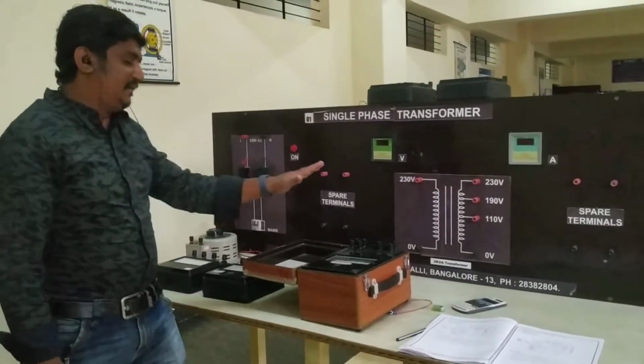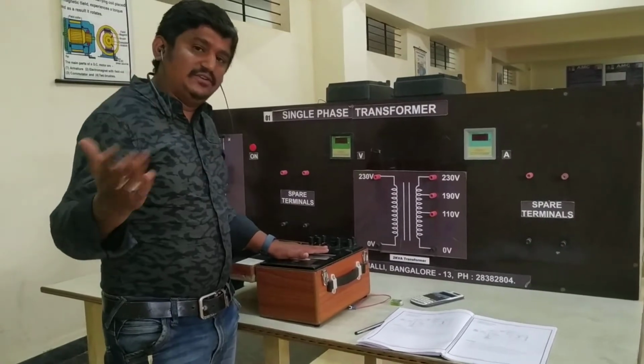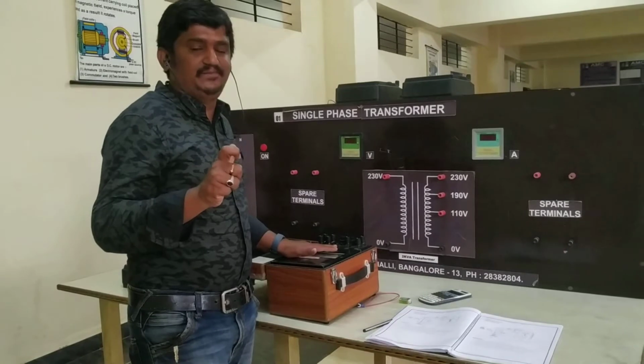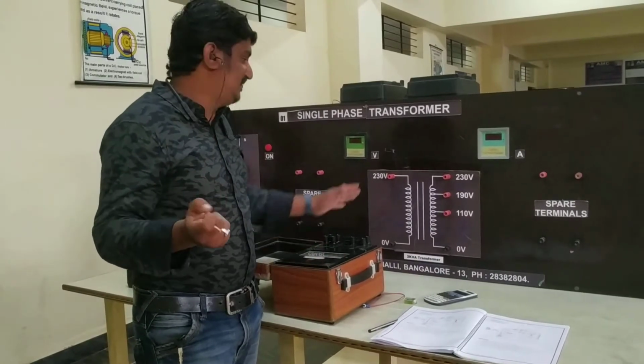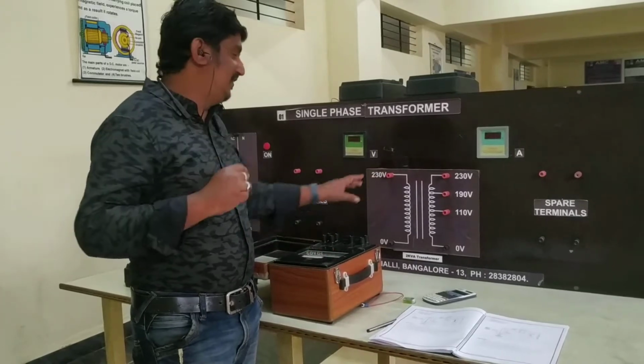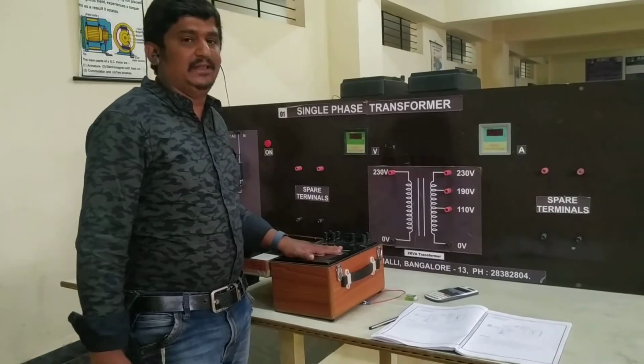Next, the wattmeter. For open circuit we have to use the LPF wattmeter, and for the short circuit test we have to use the UPF wattmeter, because in OC we are giving full voltage and the current will be very less. Since the circuit is open, only the primary no-load current will flow, some 0.1 to 0.2 amps. So we will use the LPF wattmeter.